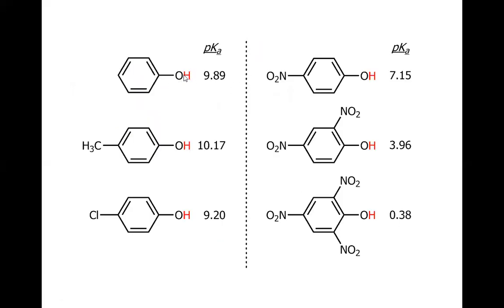So it's the comparison of the pKa values. The parent phenol has 9.89, but when we have a nitro group at the para position, we have a lower pKa. That is, this acid has become more acidic, because the lesser the pKa, the more acidic the compound is. And the pKa drops to 7.15. If we have two nitro groups installed, one at ortho, the other at para, we have a further drop in the pKa, and it's a massive drop, 3.96. And if we have three nitro groups, two at the ortho and one at the para, we have 0.38.